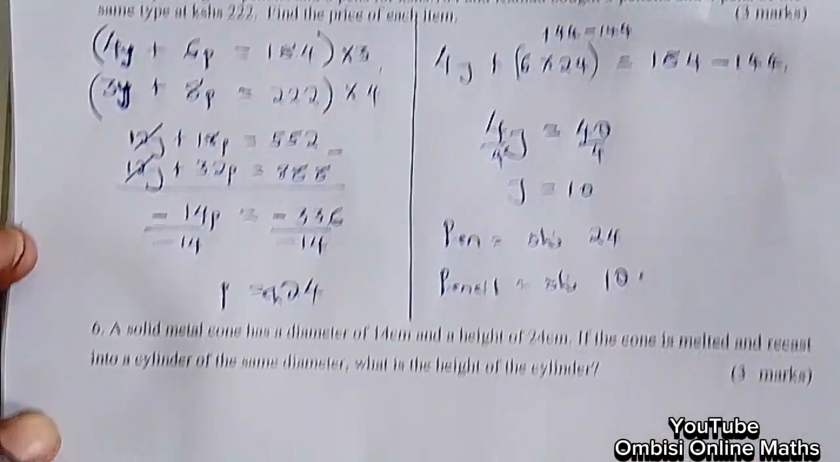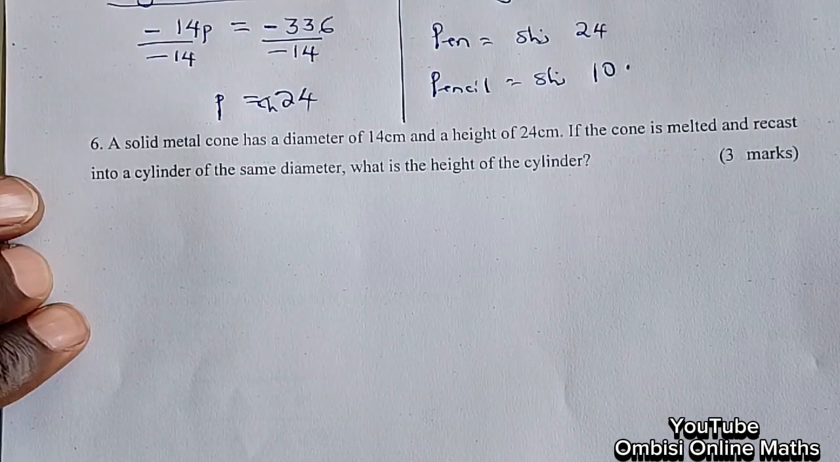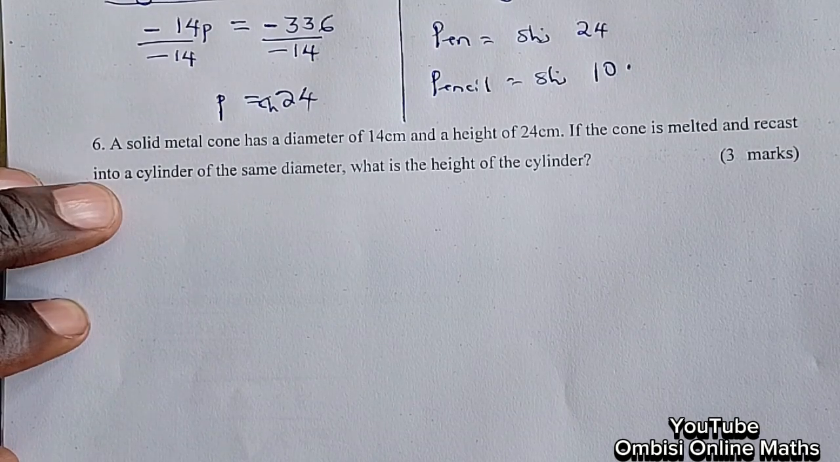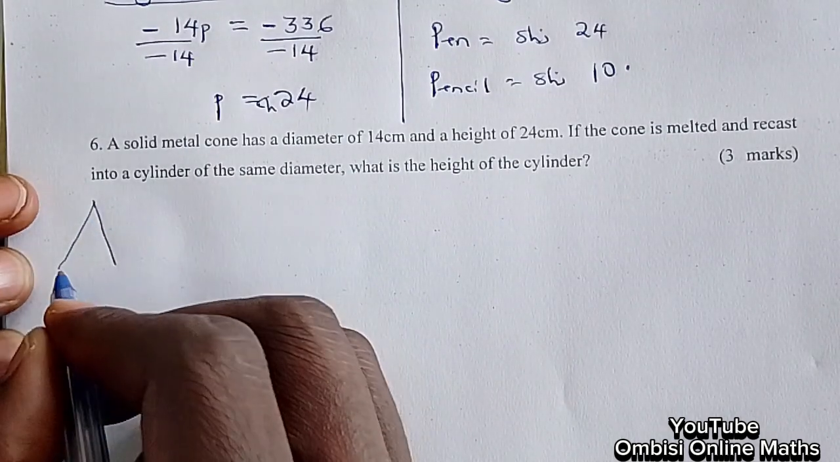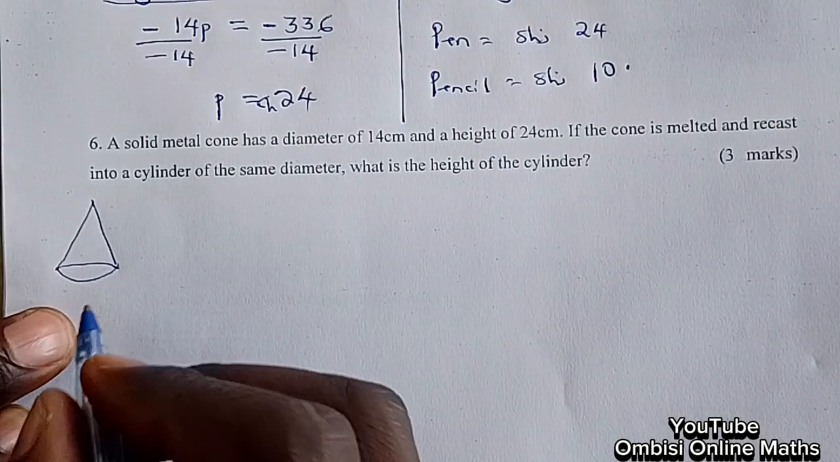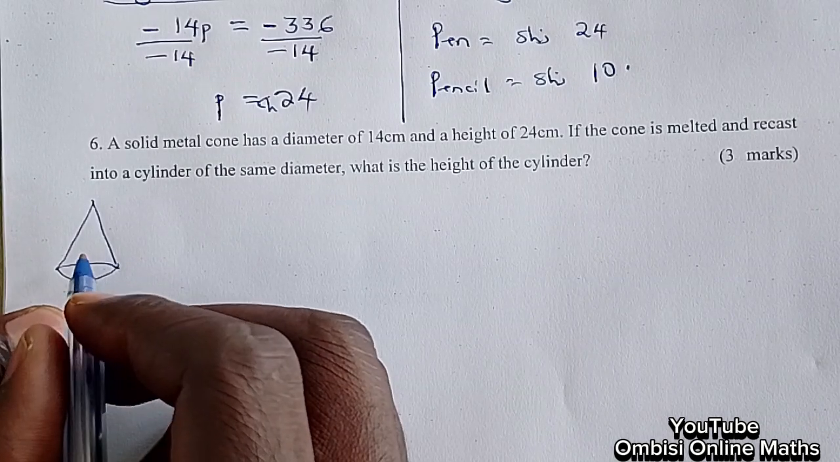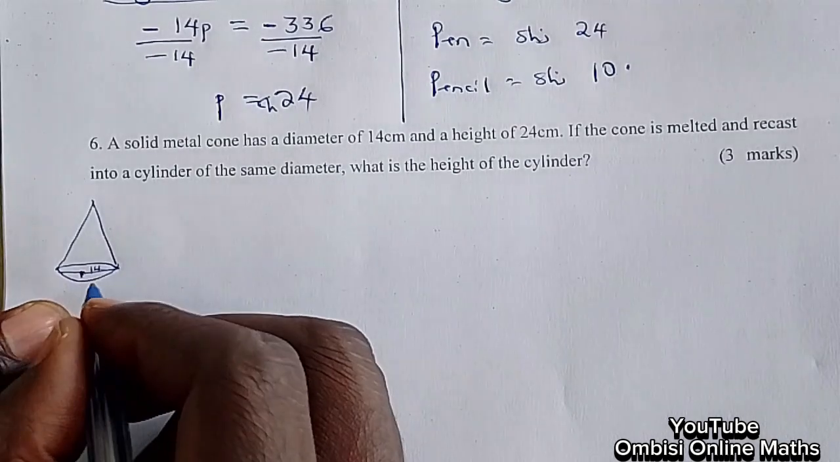At question number 6, it says that there is a solid metal cone which has a diameter of 14 centimeters and a height of 24 centimeters. It is melted and recast into a cylinder of the same diameter. So what is the height of the cylinder? Now, if it is a cone, it has a diameter of 14. So it means the radius is 7.